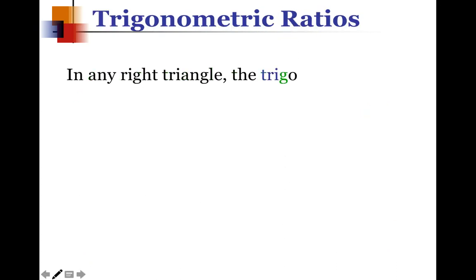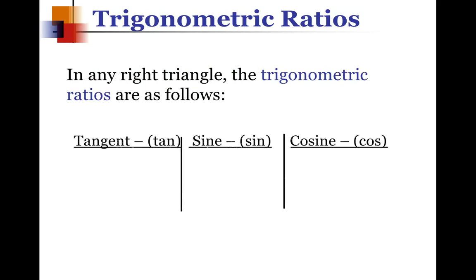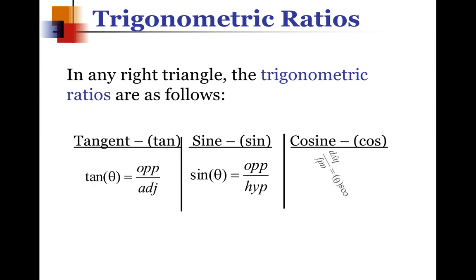So the trig functions in any right triangle, the trigonometric ratios, are as follows: tangent, sine, and cosine. Tangent is opposite over adjacent. Sine is opposite over hypotenuse, right? So it's ratios, you're comparing the two side lengths. Cosine is adjacent over hypotenuse.